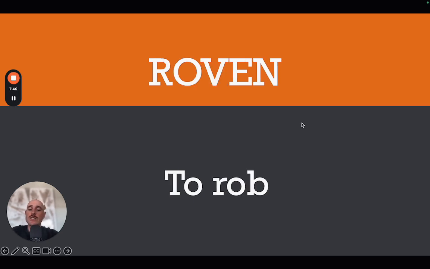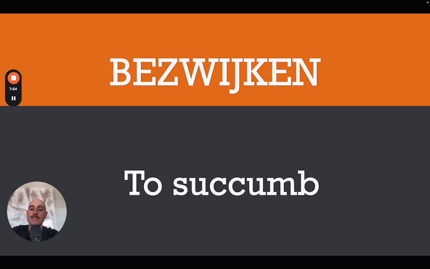And we continue with roven. Roven is to rob. Roven, to rob. Again, a little bit of a similarity there. We continue with the next one, and the next one is bezwijken. Aan iets bezwijken, to succumb to something. Alright? Bezwijken is to succumb.